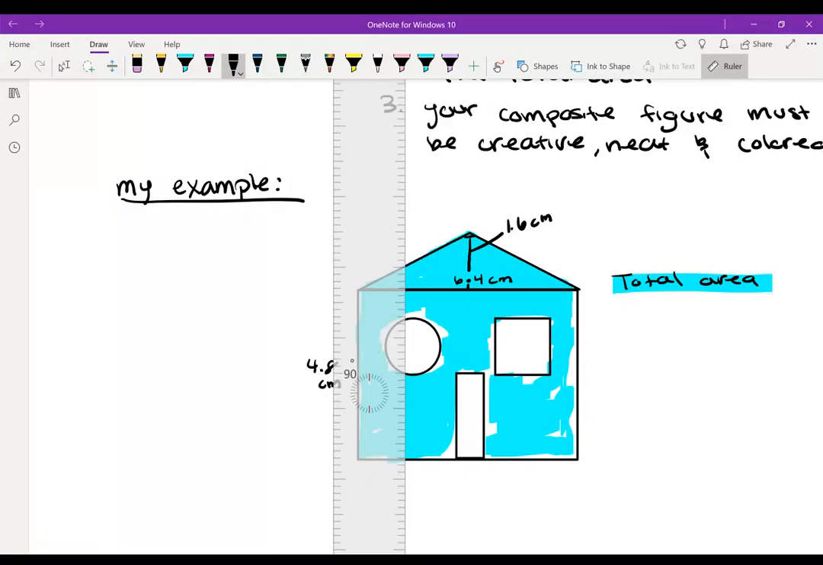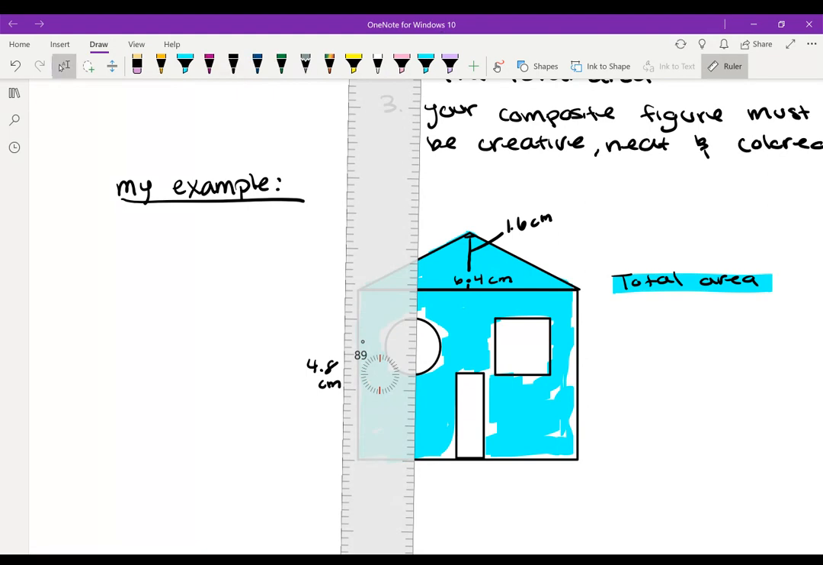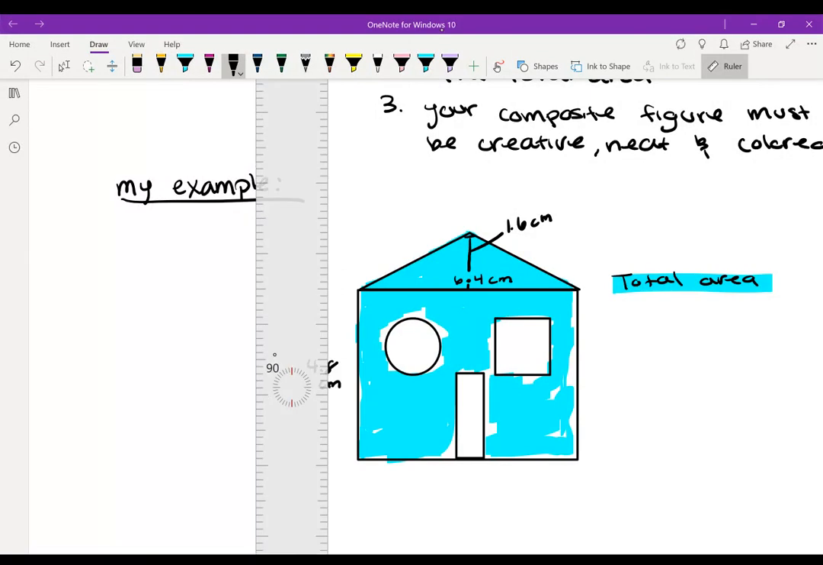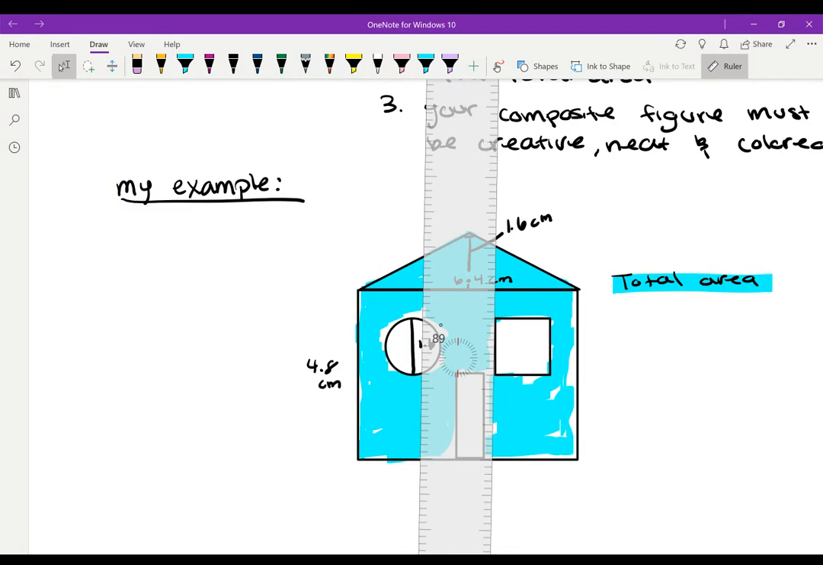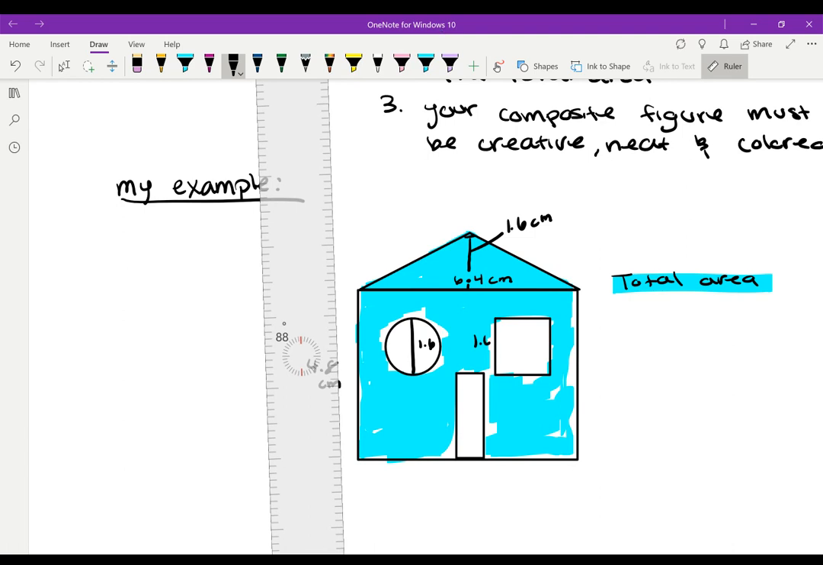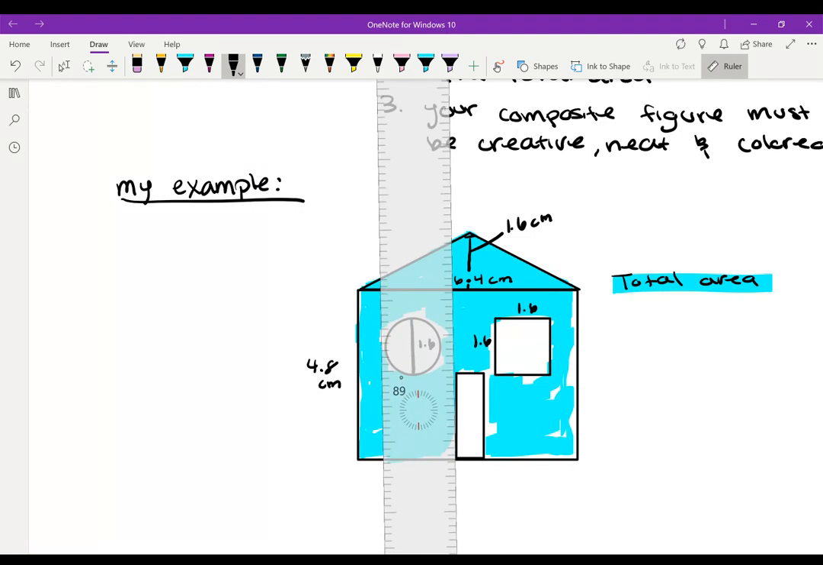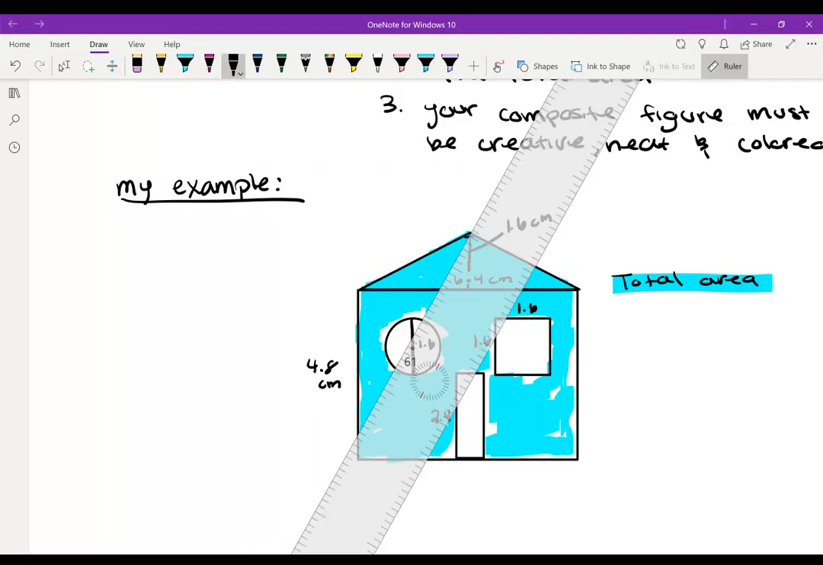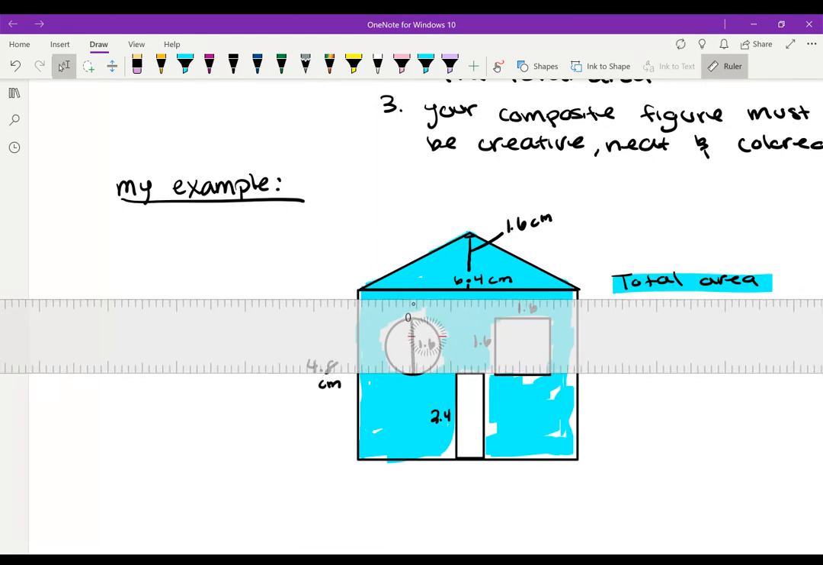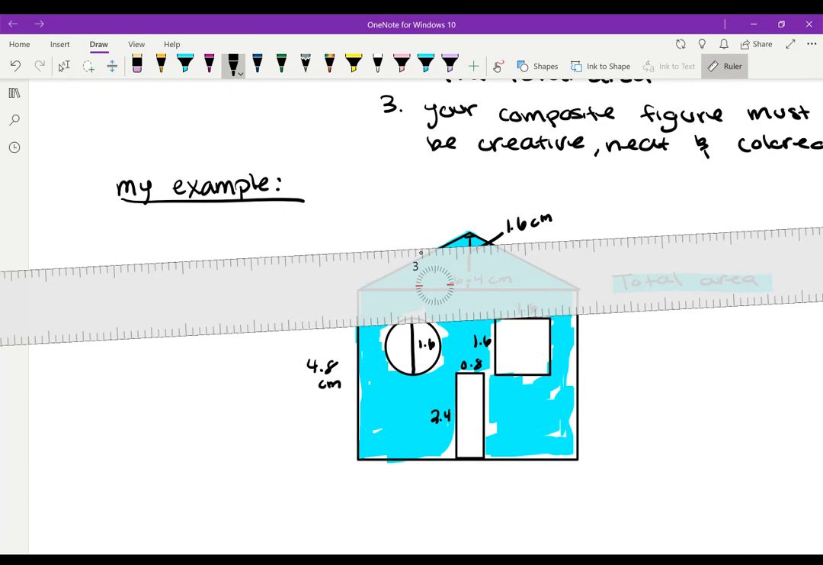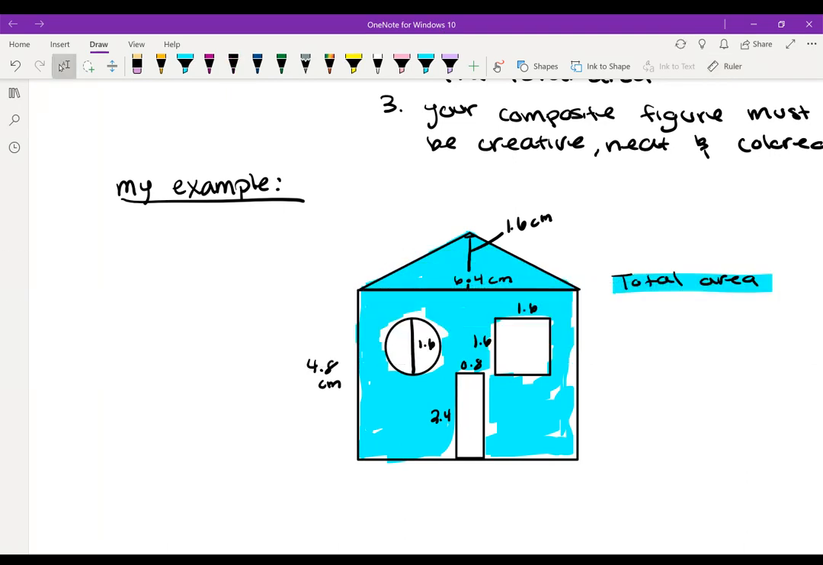Okay, now let's get everything on the inside. So the diameter of this circle is 1.6. Okay. See, each of these sides is 1.6. This is a perfect square. And this one is 2.4. And 0.8. Okay. So I'll get rid of my ruler.